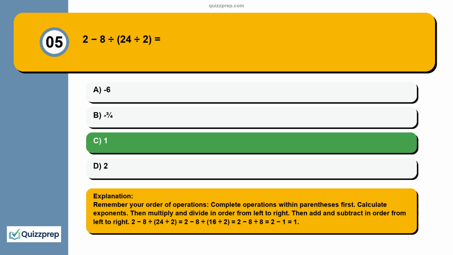28 divided by 2⁴ divided by 2 equals 28 divided by 16 divided by 2 equals 28 divided by 8 equals 2, 1 equals 1.